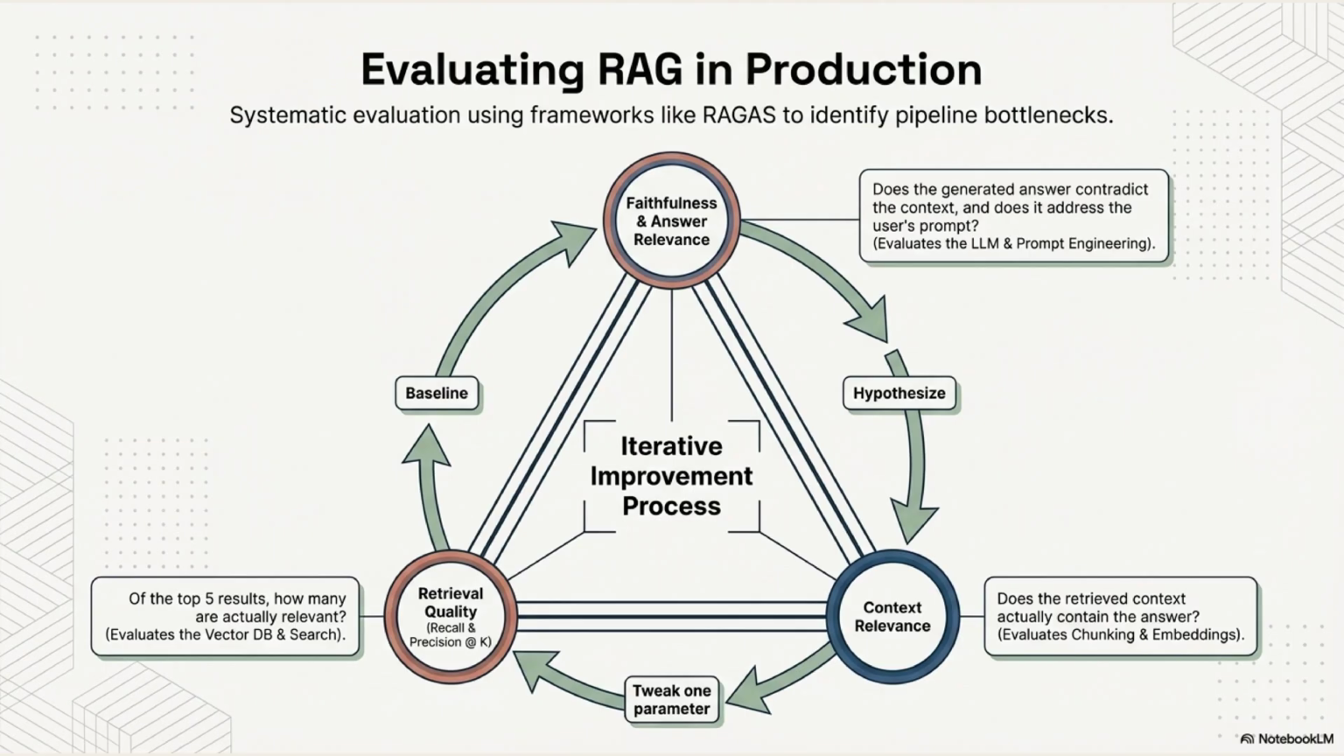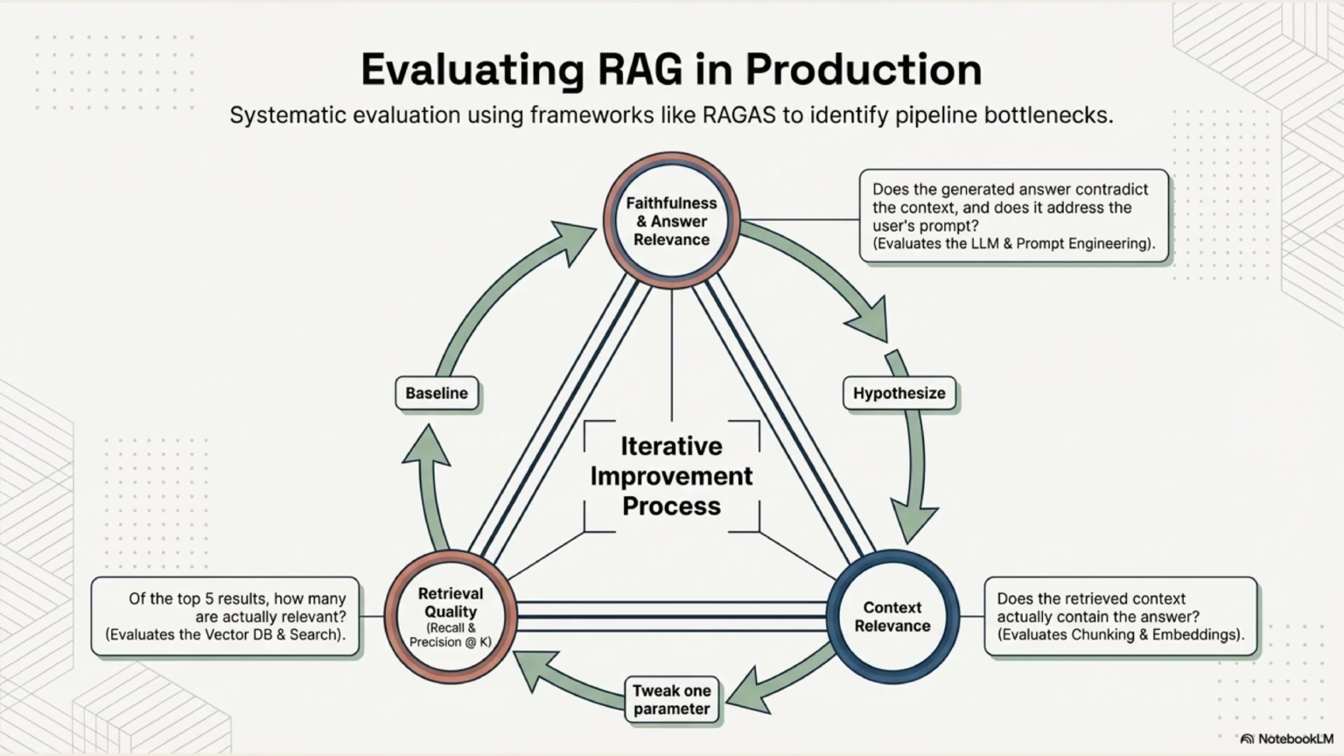Right node, context relevance. The question is, does the retrieved context actually contain the answer? This evaluates your chunking strategy and your embedding model. Low context relevance means your search is returning chunks that sound similar but don't actually have the information needed. Left node, retrieval quality, measured as recall and precision at K. Of the top 5 results you retrieved, how many are actually relevant? This evaluates your vector database and your search configuration.